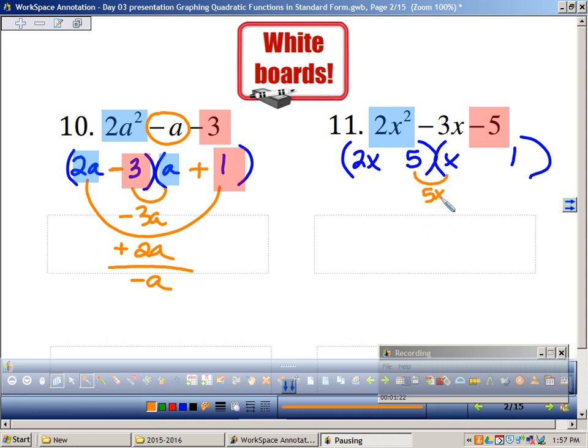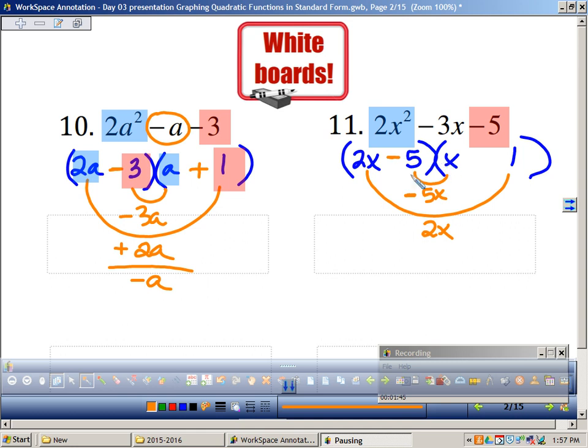So this is 5x. This is 2x. Can we make 5x and 2x somehow negative 3x? Yes, we can. The difference between 5x and 2x is 3x, but if it's negative, it means the bigger one has to be negative. If the negative is going to be associated with the inner, then somebody on the inside has to be negative, so it's going to be the 5. I'm not going to make that negative, right?